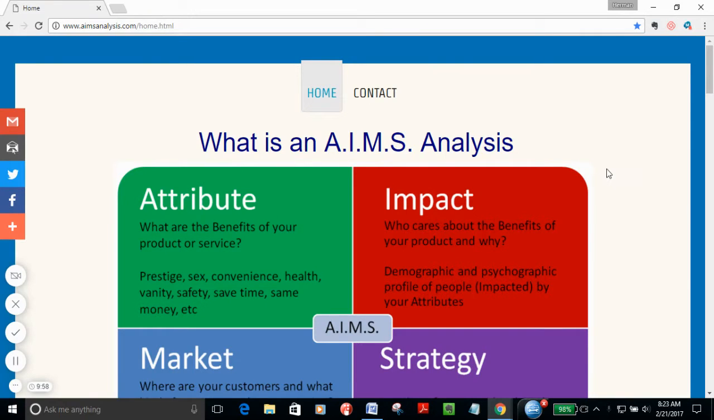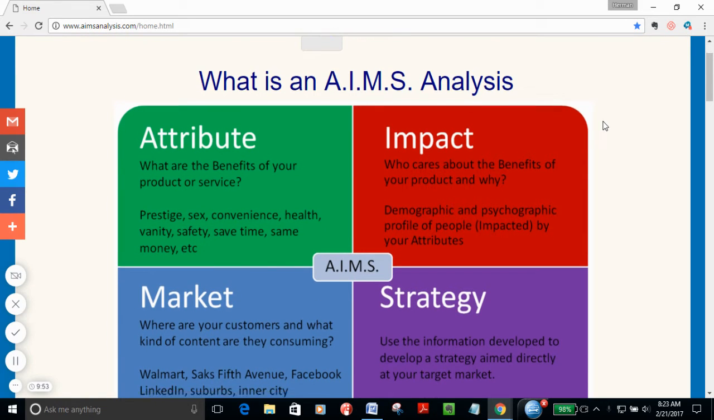Hello, today we're going to talk about the AIMS analysis. But before we get started, I'd like to give you a quick overview of the website.